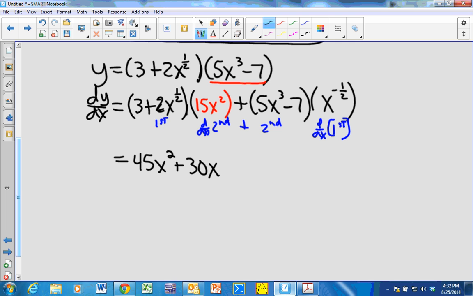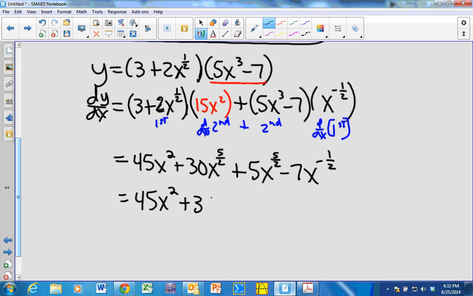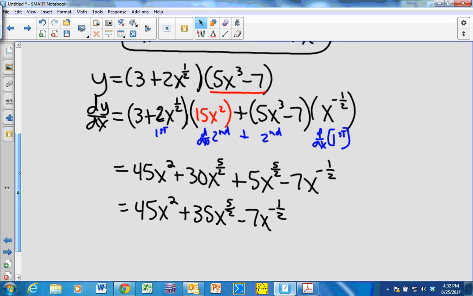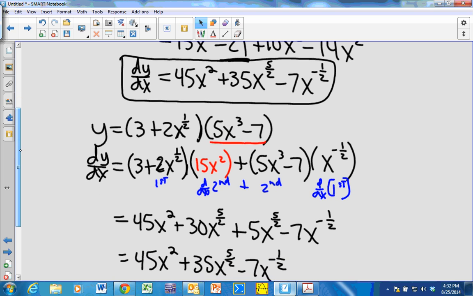I'm adding my powers, so 1/2 plus 2 would be 5 halves, plus, now I have 5x to the, well, it's 3 minus a half. So that's going to give me 6 halves minus 1 half is 5 halves, minus 7x to the negative 1 half. Combining those two terms in the middle, I have 45x squared plus 35x to the 5 halves minus 7x to the negative 1 half. If we look back, that's the same answer that I circled there.